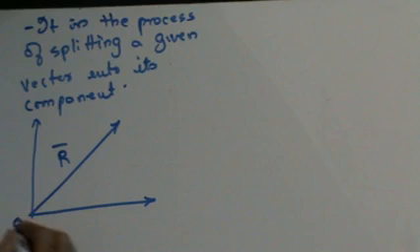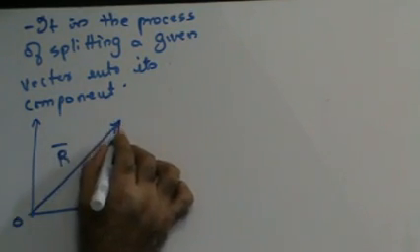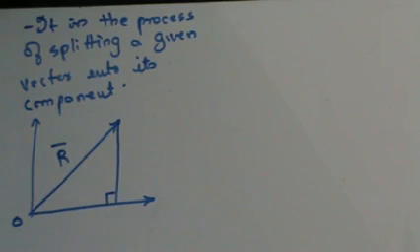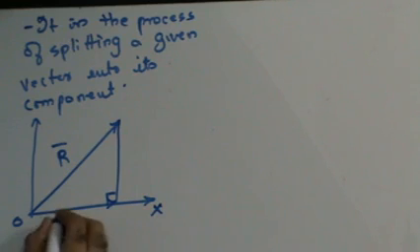So if this is O, right? Draw a vector along x-axis, draw a vector along y-axis. From the given vector, drop a perpendicular on the x-axis. This is my x-axis. This vector from here to the point where you dropped a perpendicular will be the x component of the given vector. So your R vector is going to be made up of this x component, which will be called Rx.